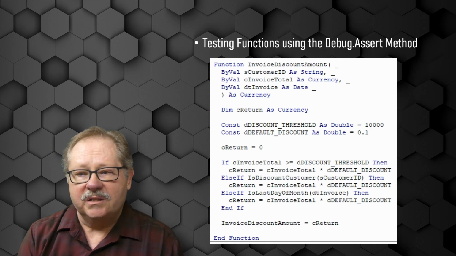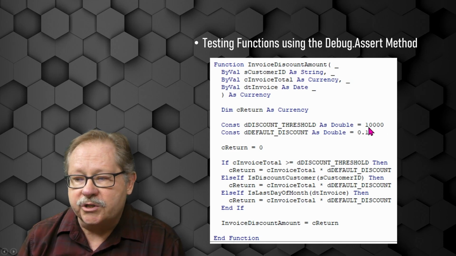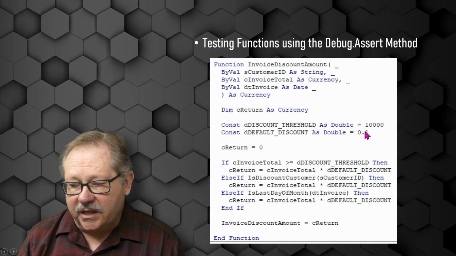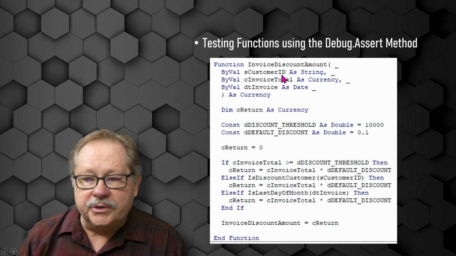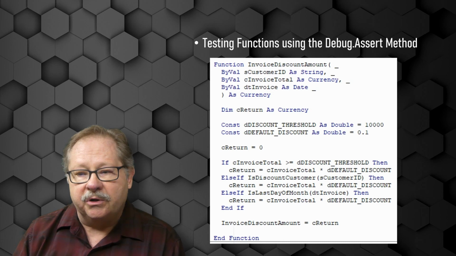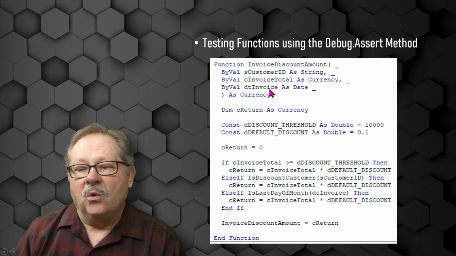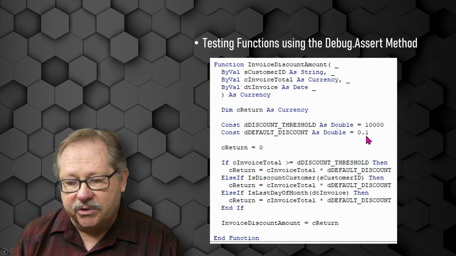So what this code does is we're looking at a discount threshold as being 10,000. We're looking at the discount being 10%, 0.1 here, and we're going to then say that a customer can get a discount if they're just labeled as a discount customer. We have an invoice total that's over 10,000 or equal to 10,000 that gets a discount, or if the date is the last day of the month, there's a 10% discount.